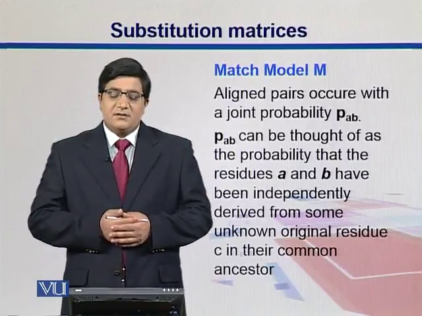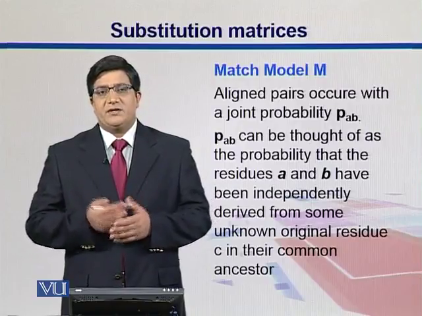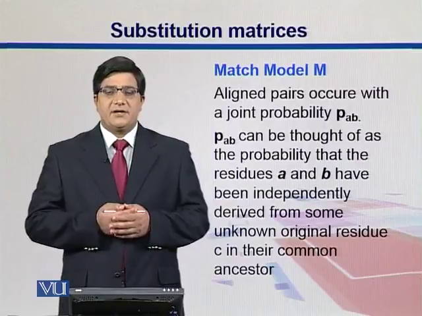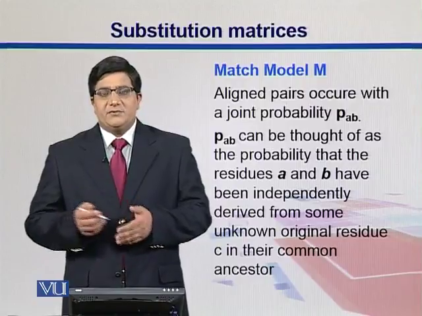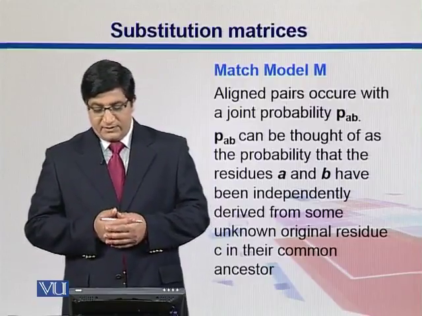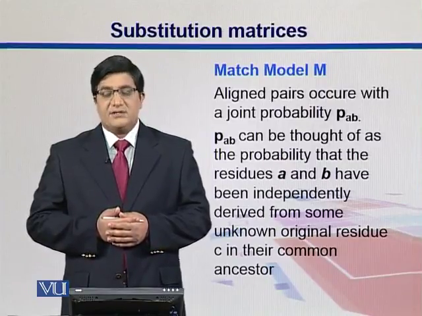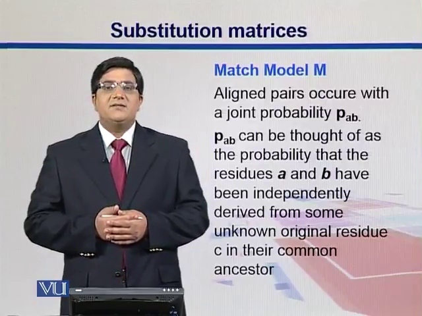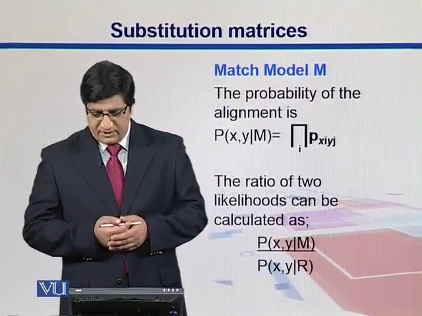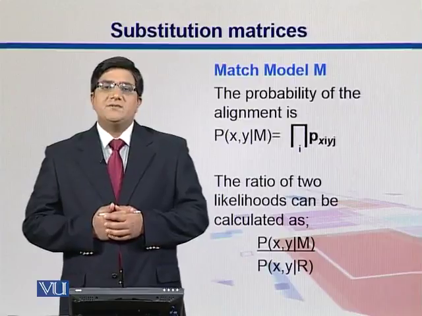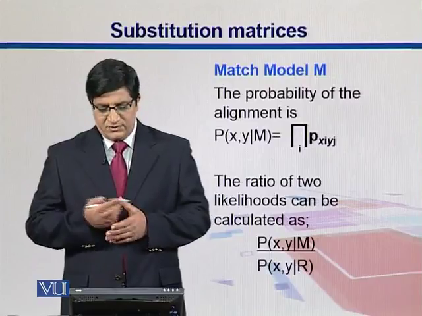Whereas in the match model, we see that these aligned pairs are correlated. Here we are saying that it's not by chance, but actually they are related with one another. So here we can have their joint probability of A and B. In that case, residues A and B have been independently derived from some unknown original residue C in their common ancestor. So we are saying that these two residues are correlated with one another, and the probability of these two residues is given by their joint probability. So this is a match model.